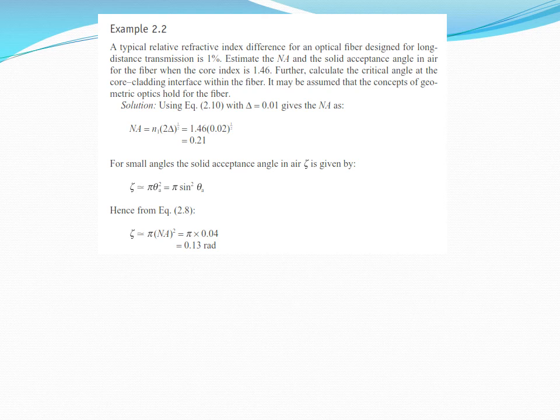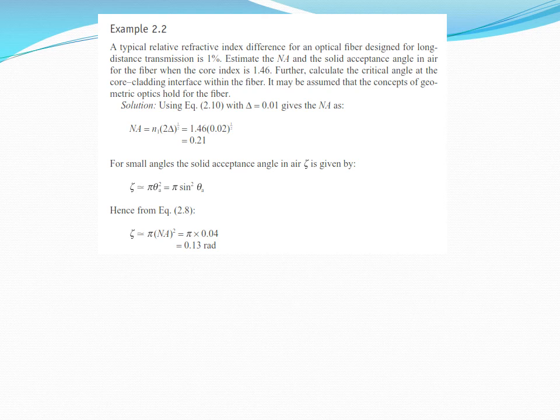Then coming to the next example, we have to determine the critical angle and the solid acceptance angle of the fiber. Numerical aperture is given as n1 into 2 delta to the power half, where delta is given as 0.01, which is 1%. So 1% can be changed to 1 by 100, so it is 0.01. I just replace delta by 0.01. After substitution, I get the numerical aperture value and it is found to be 0.21.